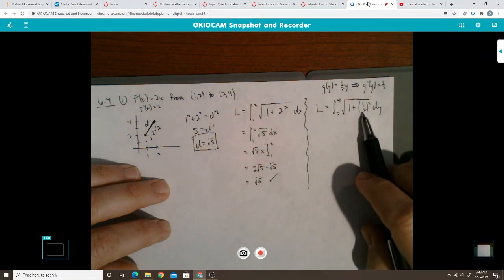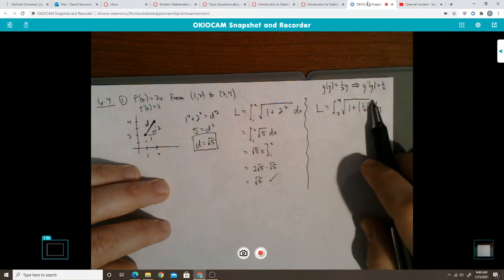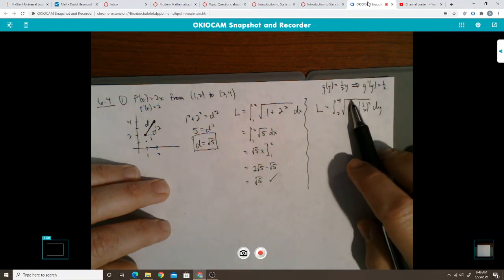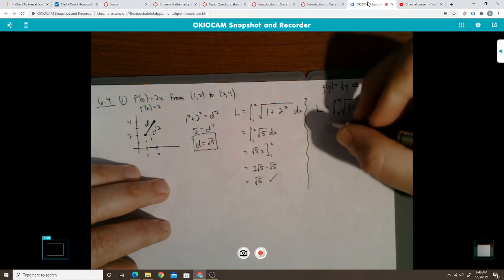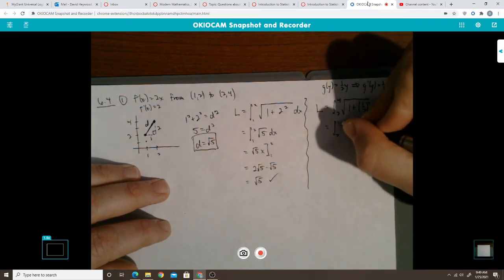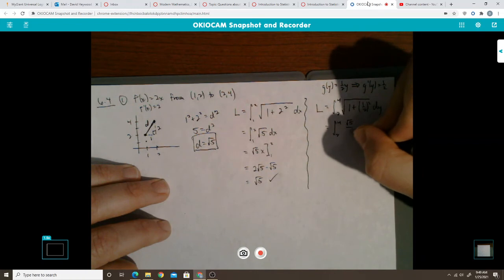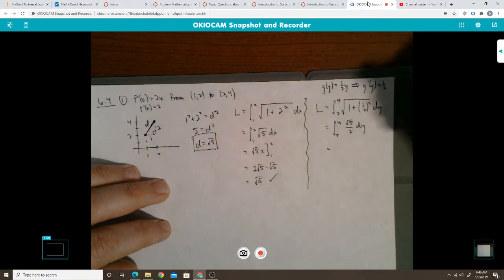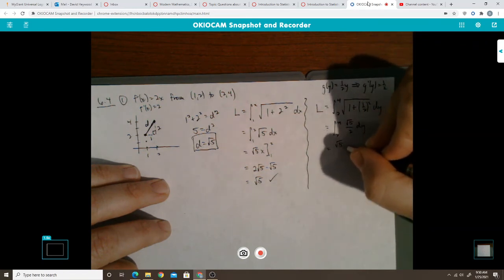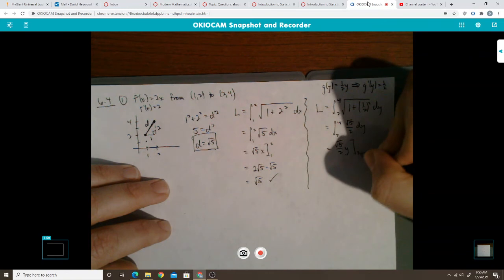1/2 squared is 1/4. 1 plus 1/4 is 5/4. The square root of 5 over 4 is going to be the square root of 5 over the square root of 4, or in other words, the square root of 5 over 2. So this is going to be the integral from 2 to 4 of root 5 over 2 dy. So I can integrate that. I'm going to get root 5 over 2 times y evaluated from 2 to 4.